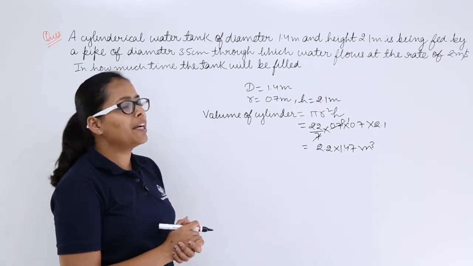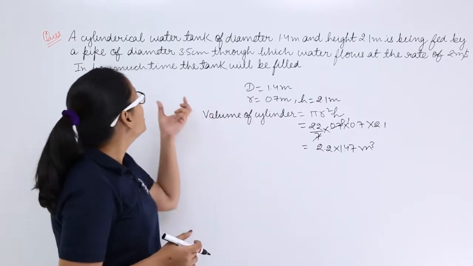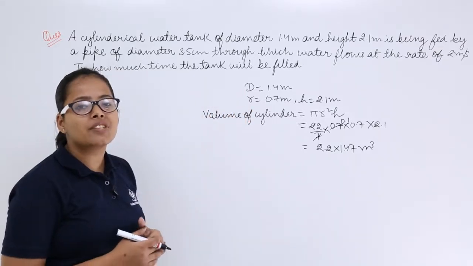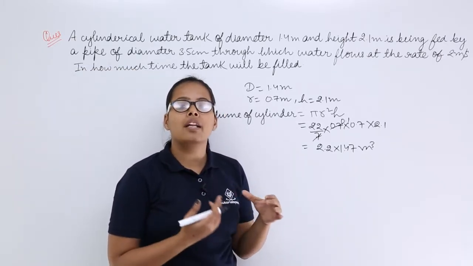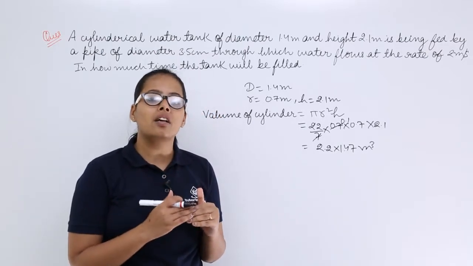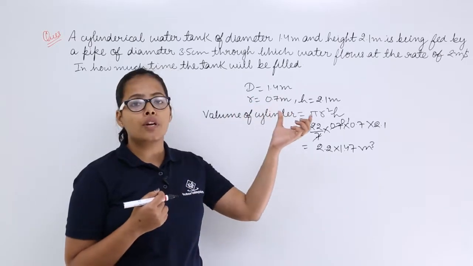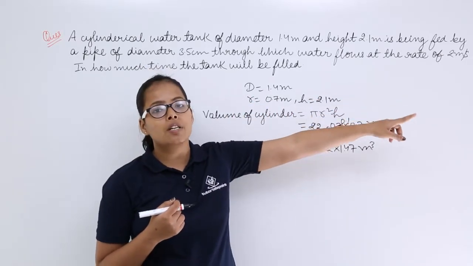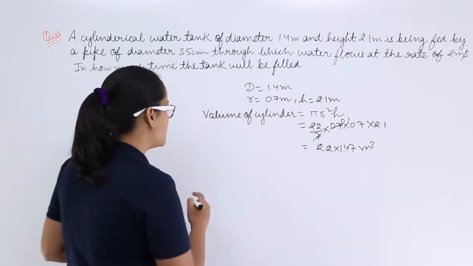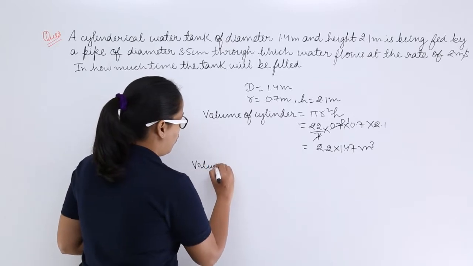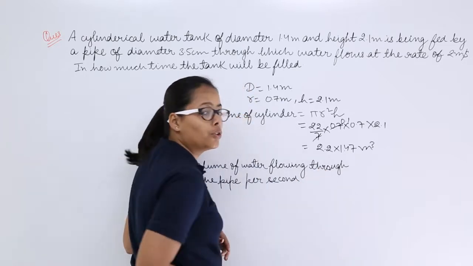Now you need to calculate how much volume of water per second is flowing through the tap. You know that there is a pipe. This is fed by a pipe. You can see this cylinder as a bucket in the shape of a cylinder, and you are filling that bucket with the help of a pipe, in which the water is flowing at the rate of 2 meter per second. So you need to calculate the volume flowing through that pipe per second. So let's calculate the volume of water. How much water is flowing through the pipe per second?